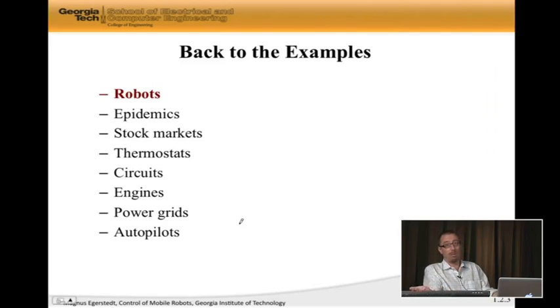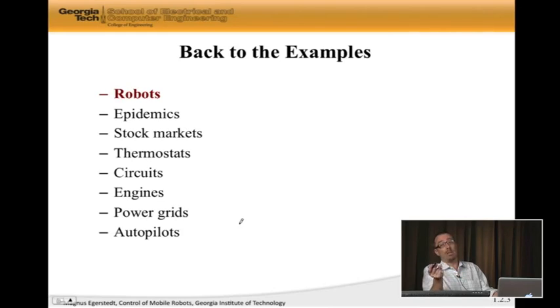Thermostats: the output is temperature. The thing we control is turning things on or off. Circuits: typically the state would be voltages and currents, and the inputs are typically voltages that you're applying, and the outputs are measured currents and voltages in the circuit. Engines: you can apply typically voltages and the outcome is, say, torque. The power grid: the state there somehow is power consumption across the different modules. The things you can control are putting loads and generators onto the grid, maybe.